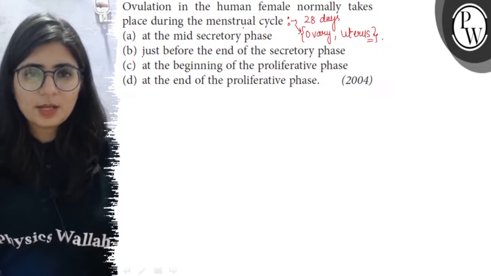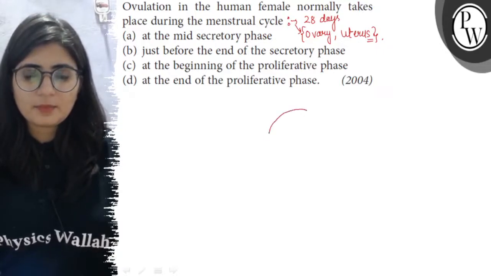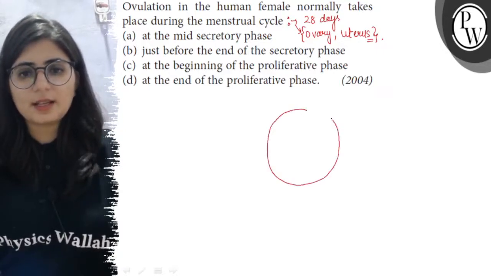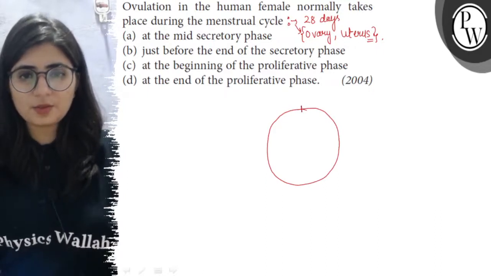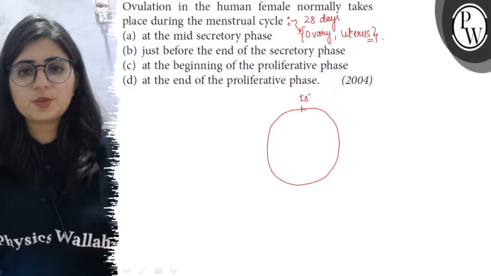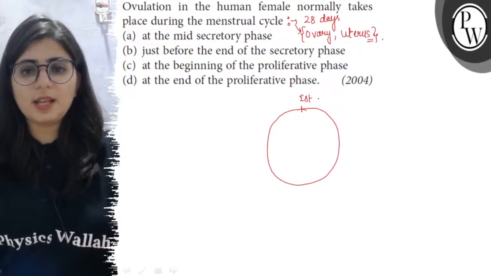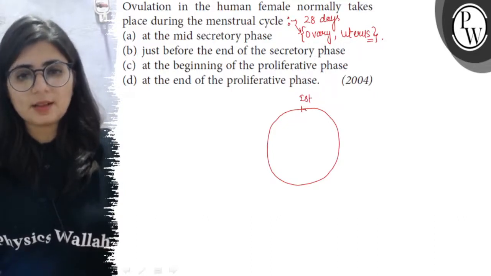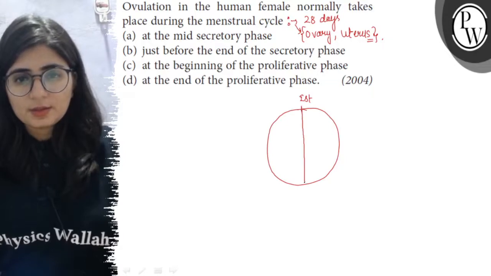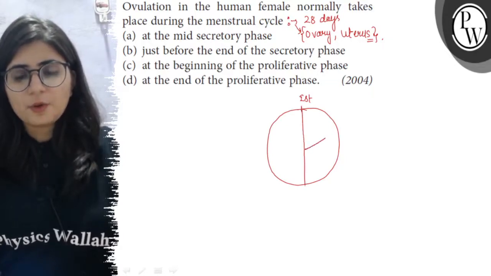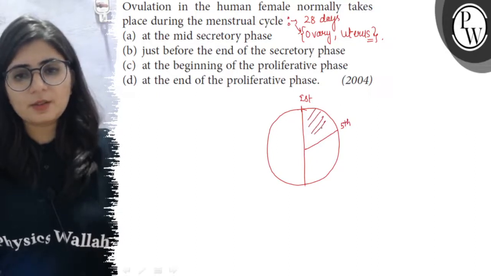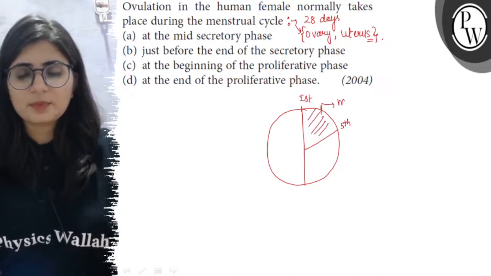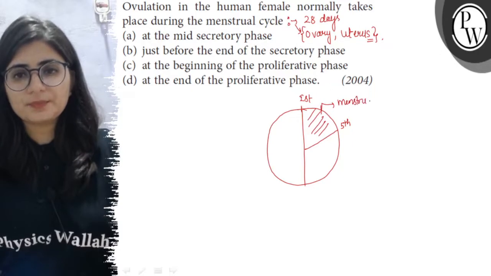If we represent this menstrual cycle in the form of a pie chart, the first day of the menstrual cycle is the day when the bleeding starts. So from the 1st to the 5th day there will be the bleeding phase, the menstruation phase.